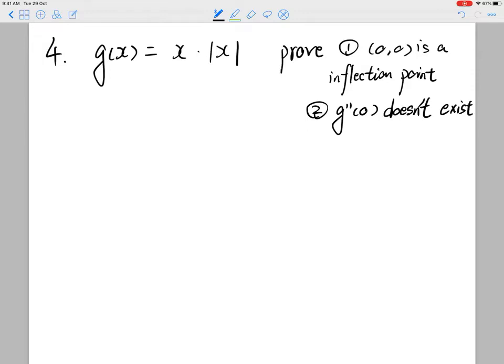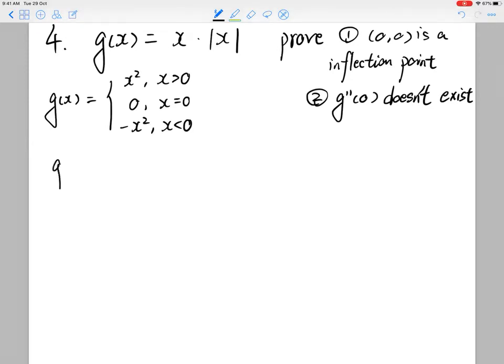Inflection point just means the second order derivative changes sign before and after, right? So we can see g(x) is x squared when x is greater than 0. It is 0 when x is 0. It is negative x squared when x is smaller than 0. Then g double prime of x is 2 when x is greater than 0, and negative 2 when x is smaller than 0.